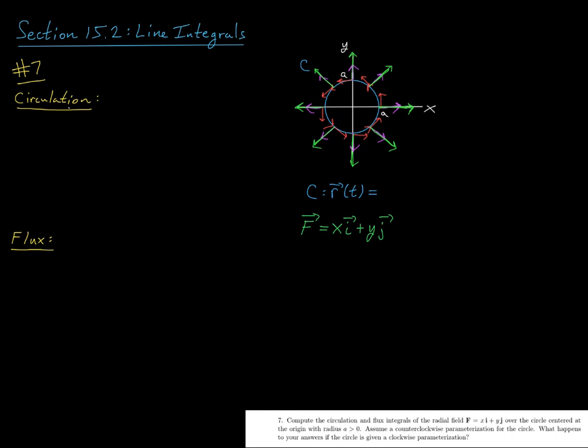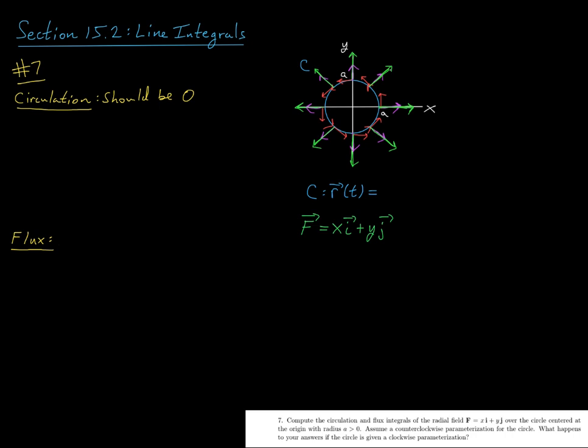Okay, so for the circulation, this is just a sum of the tangential components of our vector field as we move along the curve C. And at every point, that tangential component is 0. So our circulation should be 0. We'll go ahead and do the calculation in a moment, but for right now, we'll just comment that it should be 0.